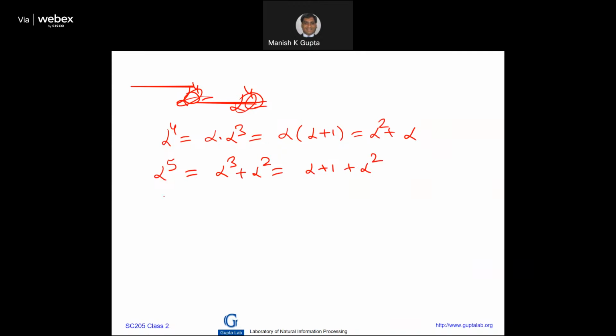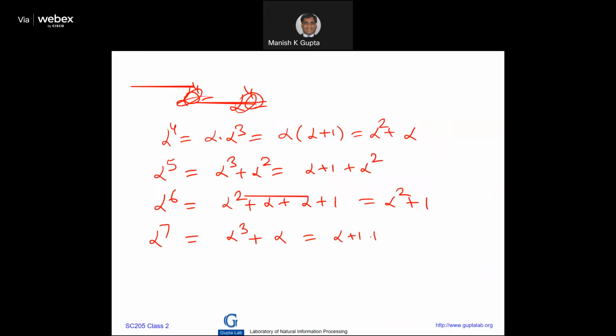Correct? Alpha raised to power 6 will be alpha square plus alpha cube, which is alpha plus 1, so alpha square plus 1. Alpha raised to power 7 is alpha cube plus alpha, which is alpha plus 1 plus alpha, which is 1. Right? And now you can compute the table of addition and multiplication. I hope you can see that. Any question here, because this is something you need to understand. So this is the easiest way to calculate.